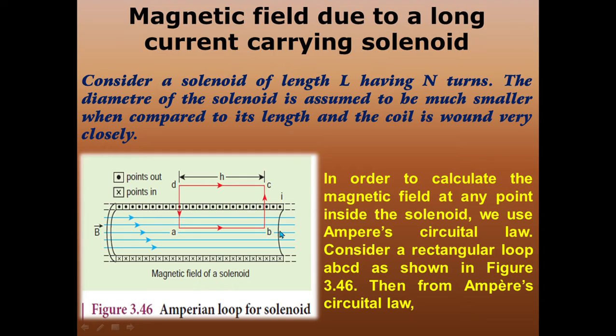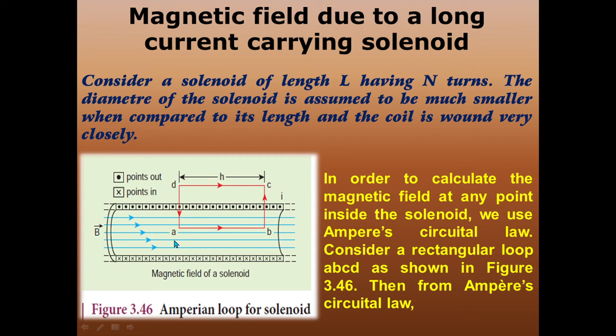Consider a solenoid of length capital L and having N turns. So what is meant by solenoid? Solenoid is nothing but a long coil wound in a helix shape. A closely wound, long coil in a helix shape is nothing but a solenoid. Here this is the solenoid, length capital L and turns capital N.